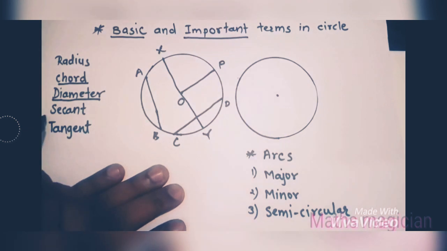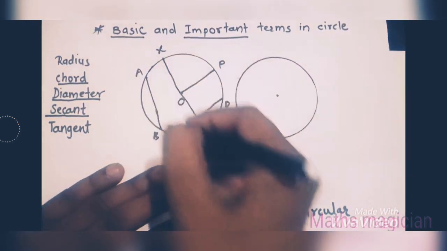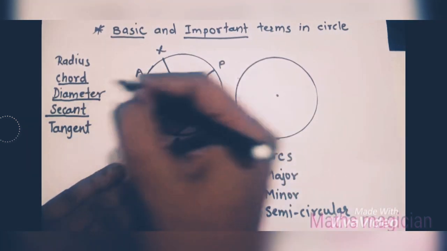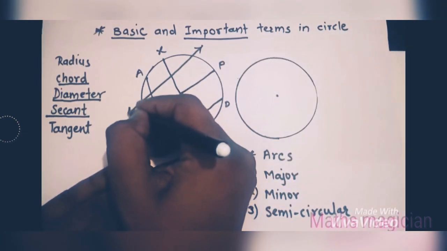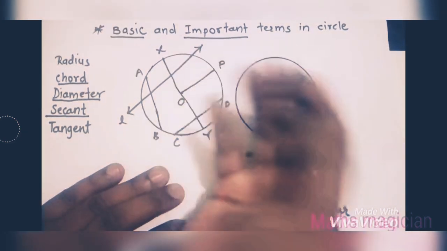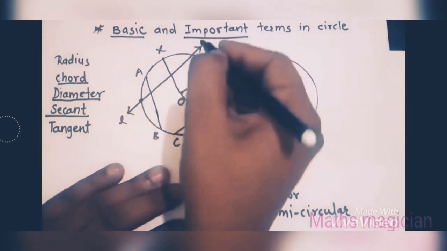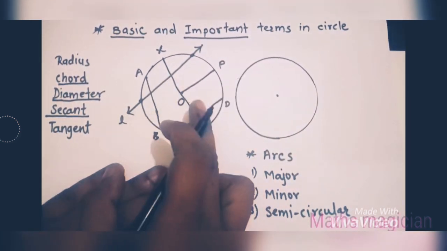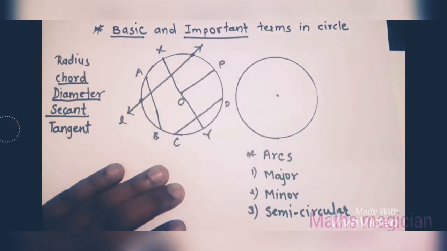Now let's try to understand the secant. Secant is a line, guys. For the first 3 terms we used segments, but now for secant we are going to utilize a line. See, over here, line L intersects the circle in 2 points, correct? We can name them anyhow, but these over here are 2 points which are intersected by line L. So line L becomes a secant.